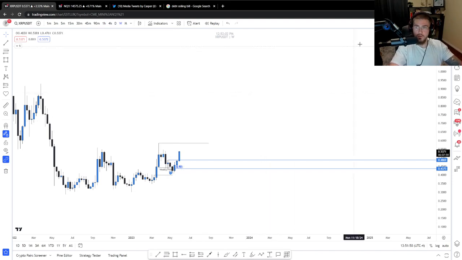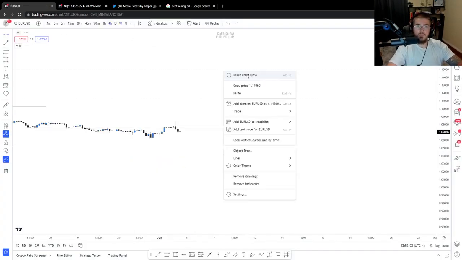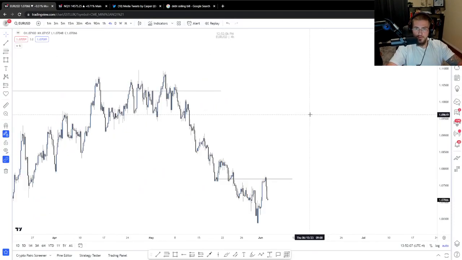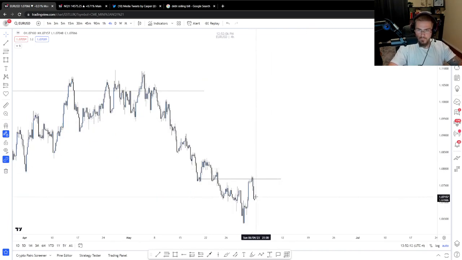Market maker buy model in EUR/USD 4-hour chart. No, I do not see it at all, to be quite honest with you. Yeah, I don't see it.